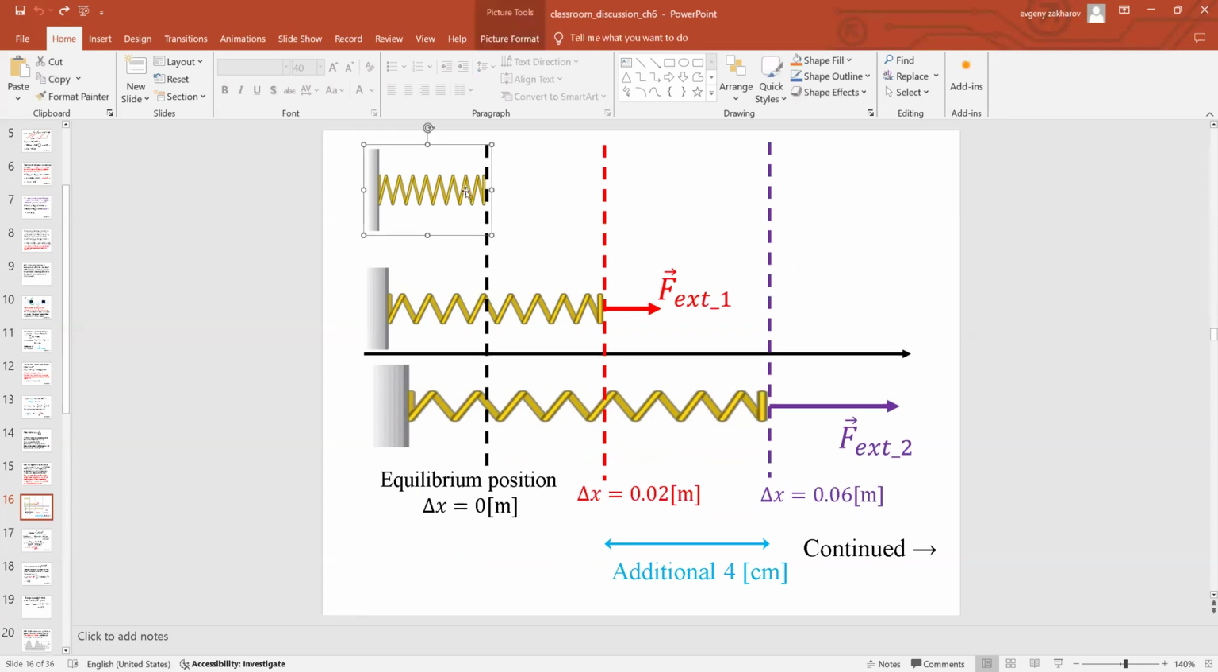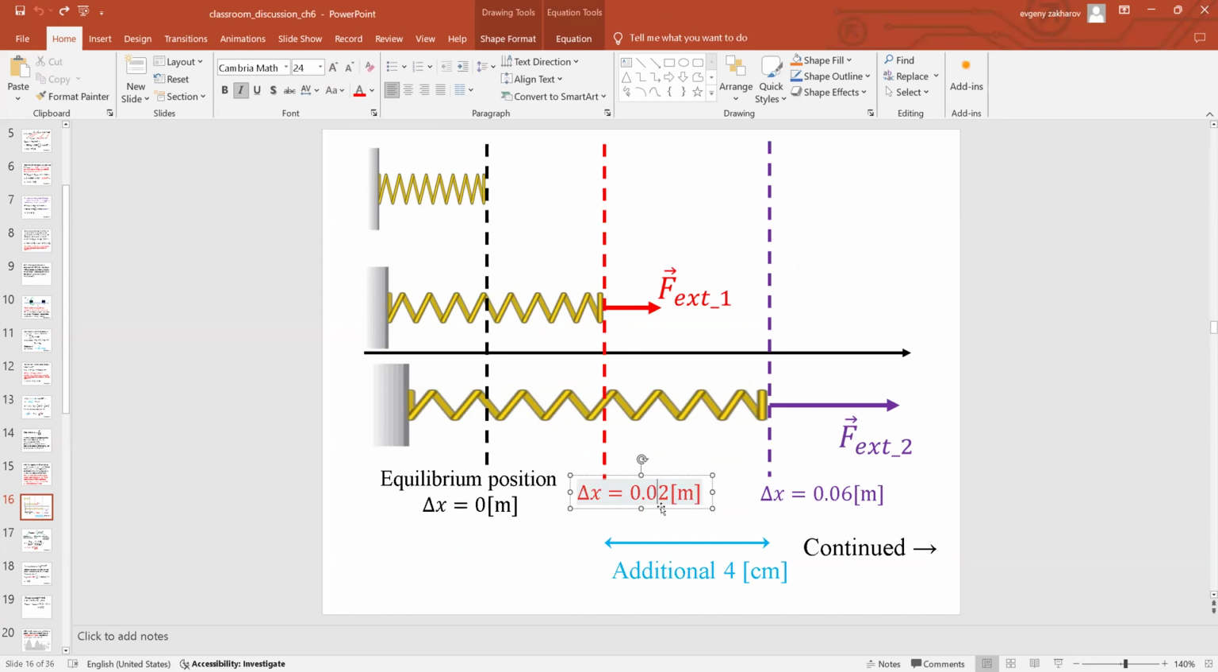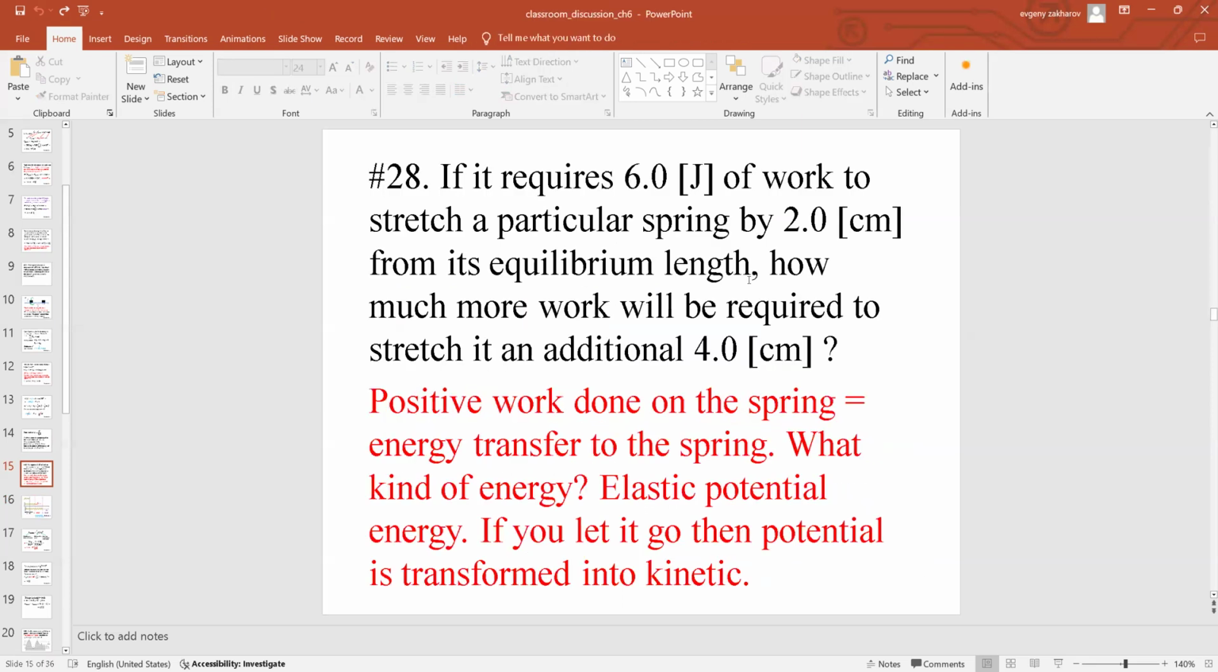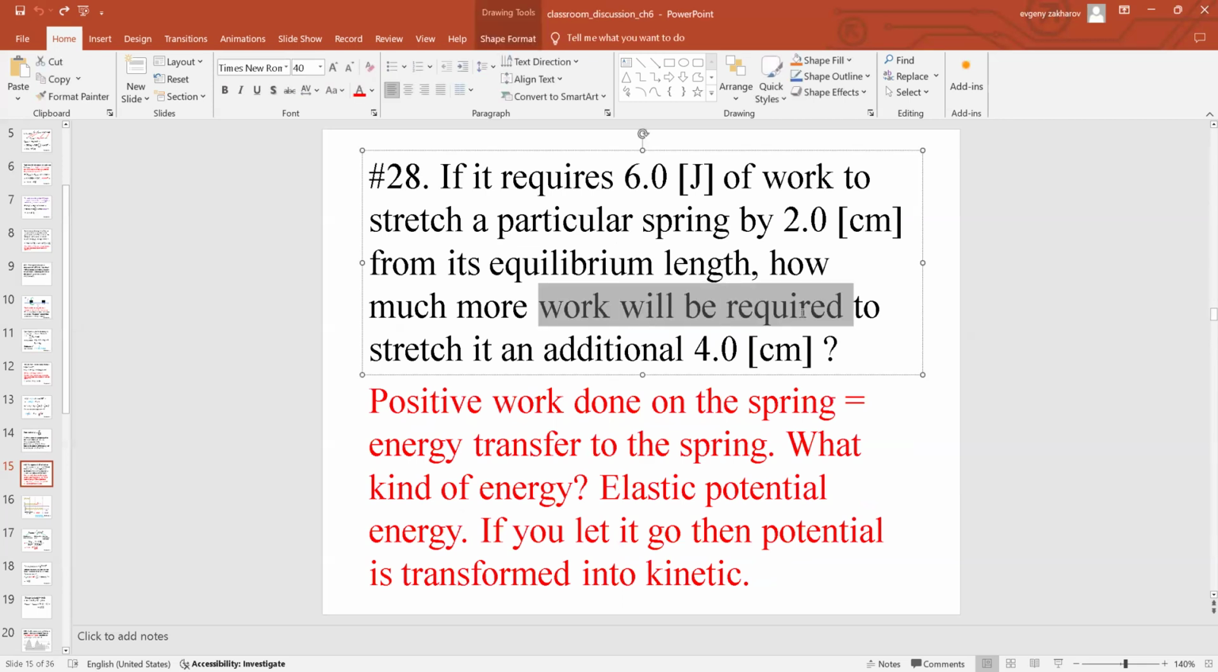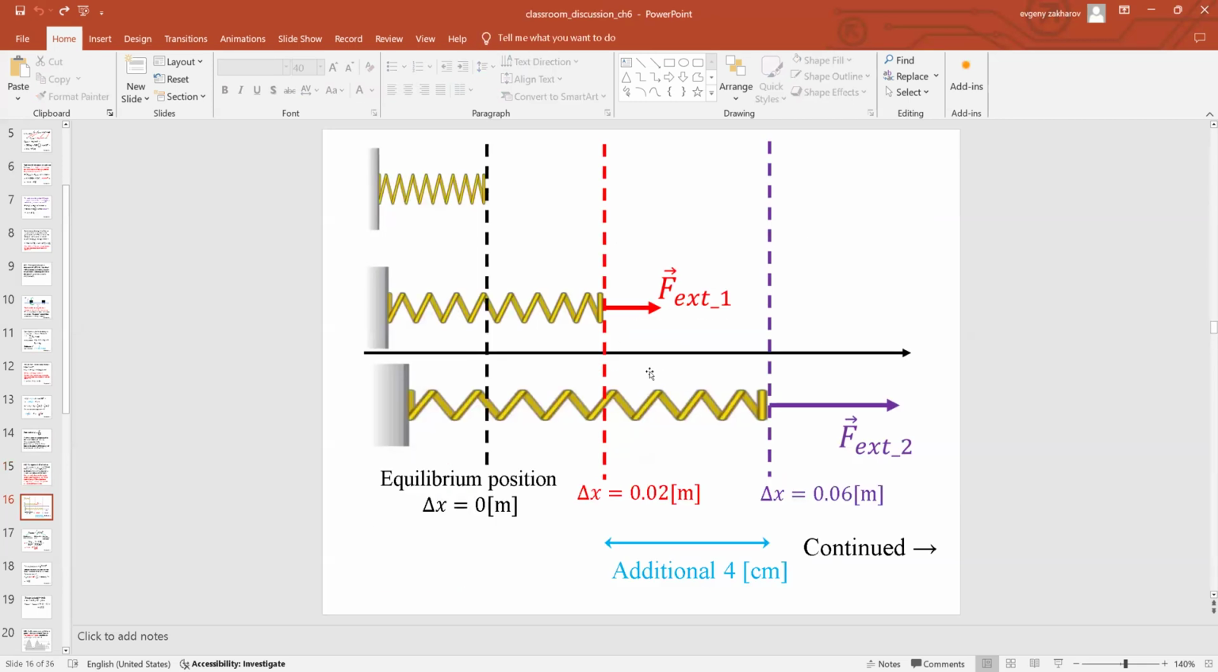We have the unstretched position, then we have a little bit of stretch. How much? 2 centimeters. Convert that into meters. And then finally, we stretch it an additional 4 centimeters. So now we are at 0.6 meters. And the question is, how much more work is needed to do so?